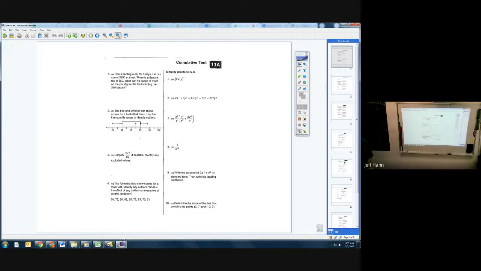19: y minus 8 equals 3 times in parentheses x minus 2. Holly, what was 7 and 12? 7 was xy plus 2x squared y squared. 12 was y equals negative 1 half x plus 1. Victoria, what was number 3? Number 3 was x over 4. Excluded value, x cannot be 0.